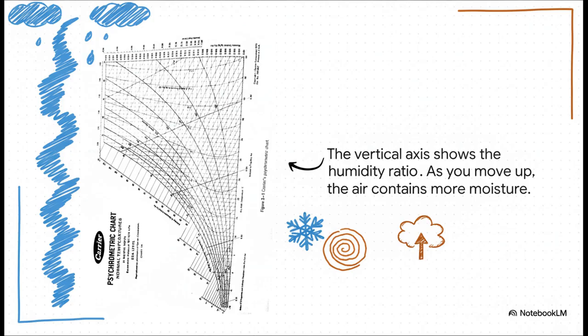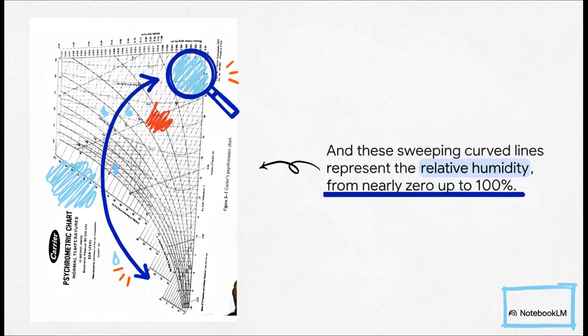See, we're already reading it. And finally, you see all those big swooping curves? Those are the lines for relative humidity. That far left edge, that's the 100% line. That's when the air is totally saturated and can't hold another drop. As the curves sweep down and to the right, the percentage goes down. And just like that, with those three things, you now know the basics of how to read this map.